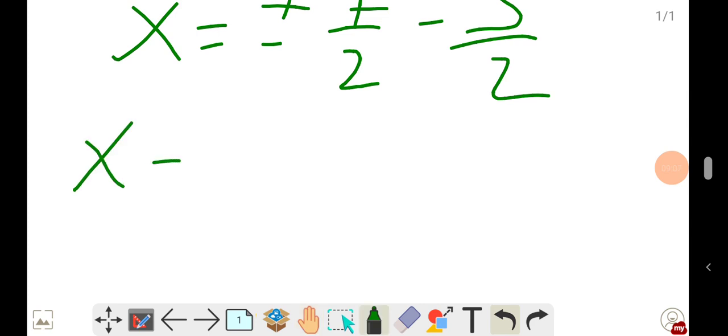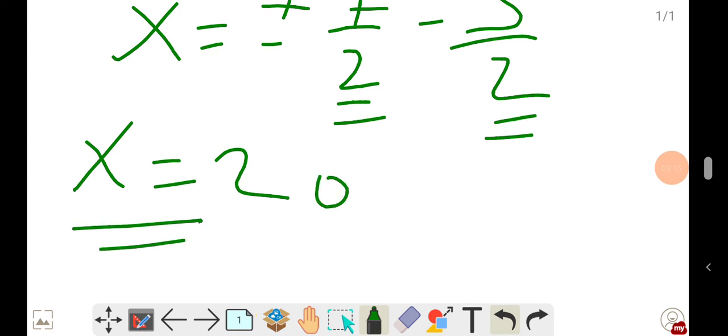Therefore, x is equal to, when you take plus 7, the denominators are the same as you see. Plus 7 minus 3 will be 4. 4 over 2 will be 2. This is one answer. Or the other answer, negative 7 minus 3 will be negative 10 over 2, which is x is equal to negative 5.